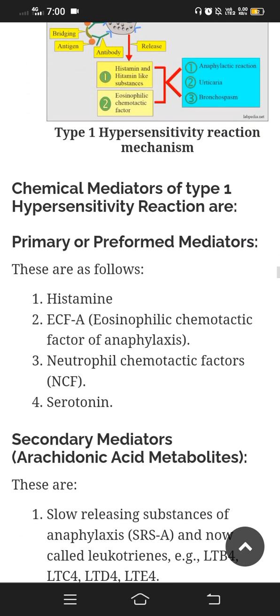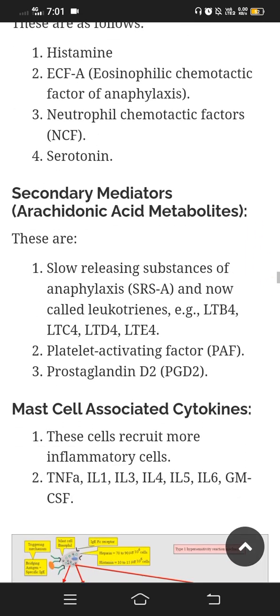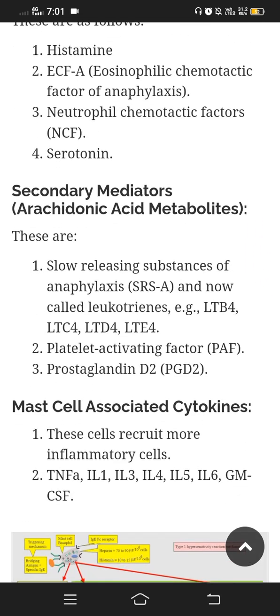Chemical mediators of type 1 hypersensitivity reactions are primary or preformed mediators like histamine, ECF-A, eosinophilic chemotactic factor of anaphylaxis, neutrophil chemotactic factor, serotonin. Secondary mediators: arachidonic acid metabolites, slow reacting substances of anaphylaxis, now called leukotrienes, platelet activating factor, prostaglandin.